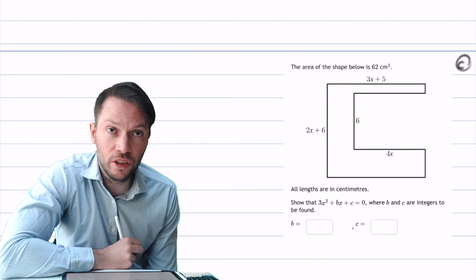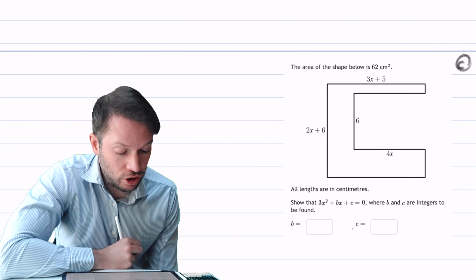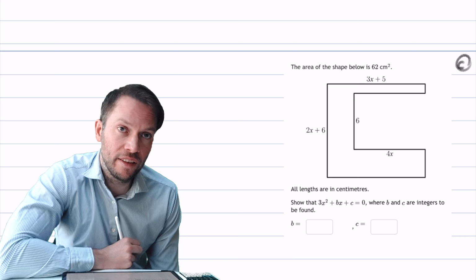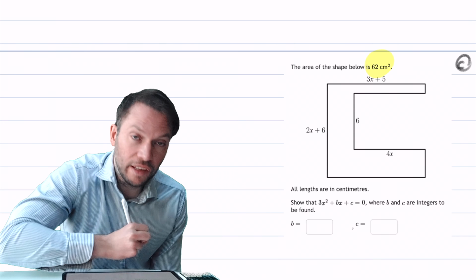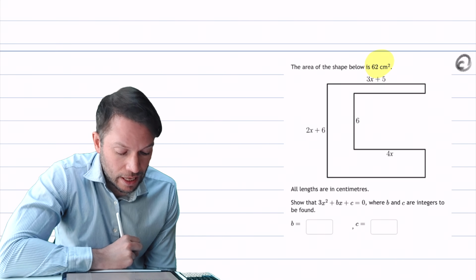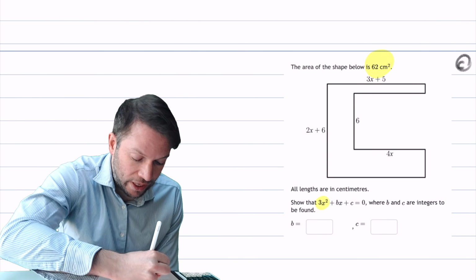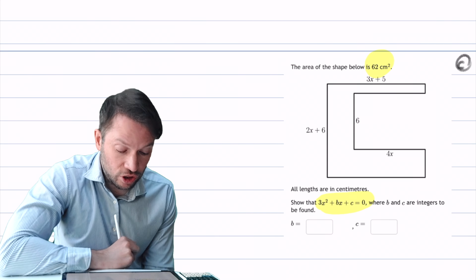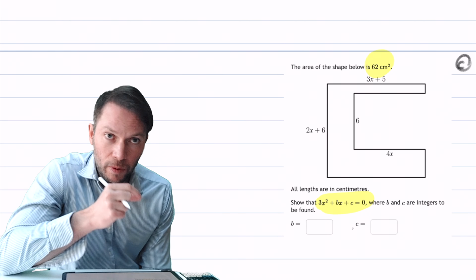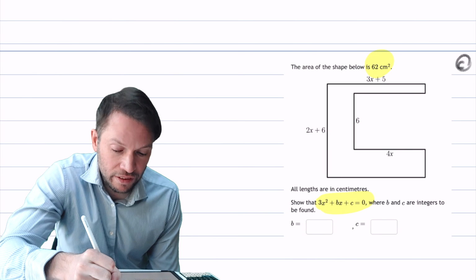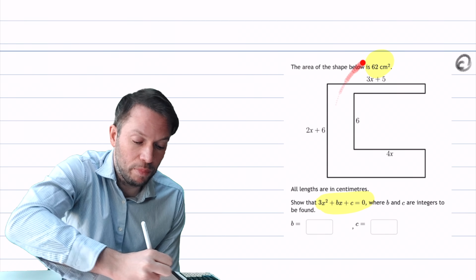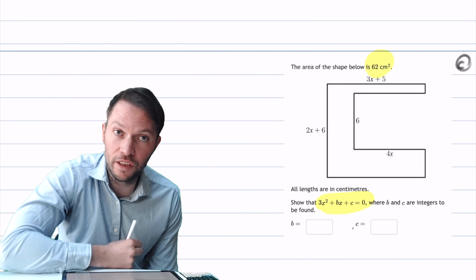In this video, we're going to form a quadratic equation using the area of a rectilinear shape. Now, we're told the area of this shape is 62 centimeters squared, and we want to show somehow we get this equation here: 3x squared plus something x plus something equals 0. Showing that doesn't mean to solve the equation. It means using the information in the problem to somehow get this equation here.